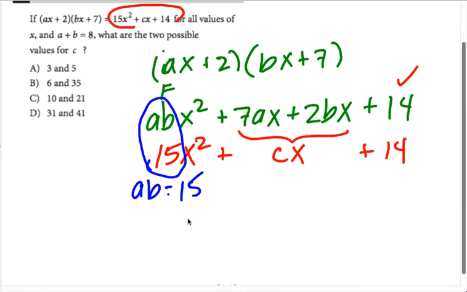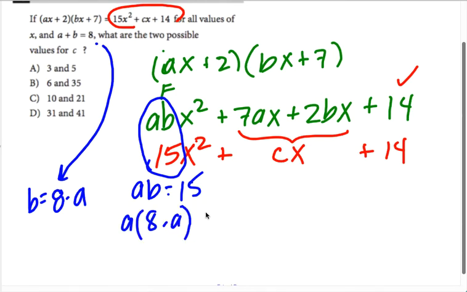So a times b is 15 gives me a bunch of different solutions, but a plus b is 8 doesn't, right? So essentially, there's a couple ways I can do this. I can solve by subtracting the a over. I think a lot of us could get there by visual inspection too, but I could get b equals 8 minus a. So a times (8 minus a) is 15. 8a minus a² is 15.